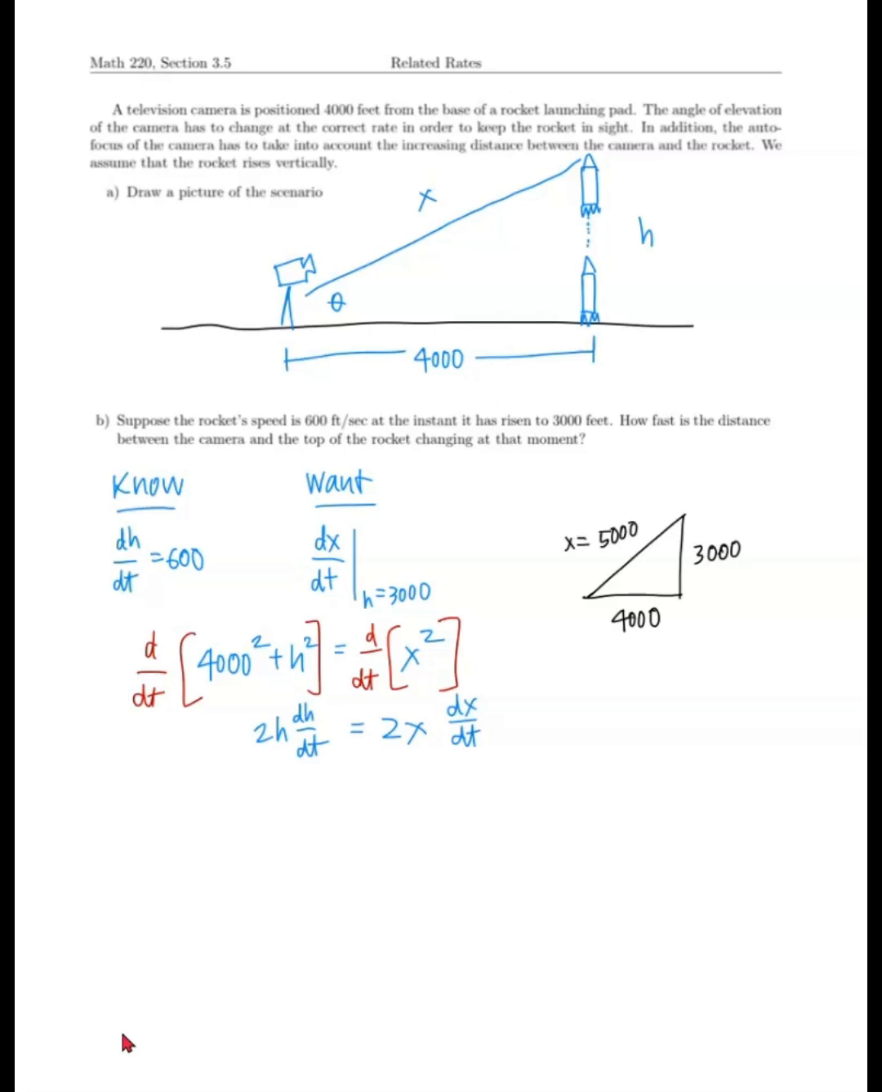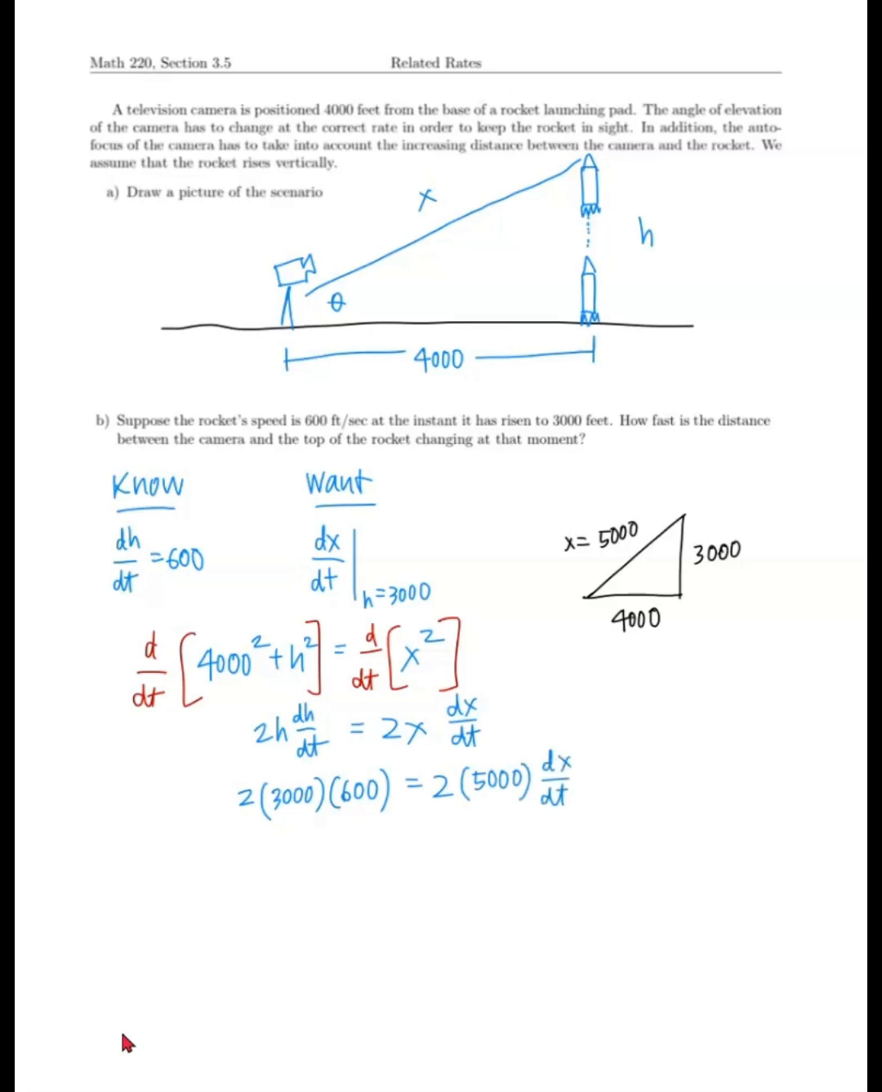We've already taken the derivative, so this is a good time to plug in our known values. We really couldn't have done that before this point. We definitely don't want to put it in before we take the derivative. Any changeable quantity, you want to wait till after you've taken the derivative to put it in. So 2 times h, which is 3,000, times dh/dt, which is 600, equals 2 times x. We found out x is 5,000 with the Pythagorean theorem, and dx/dt is the thing that we're looking for.